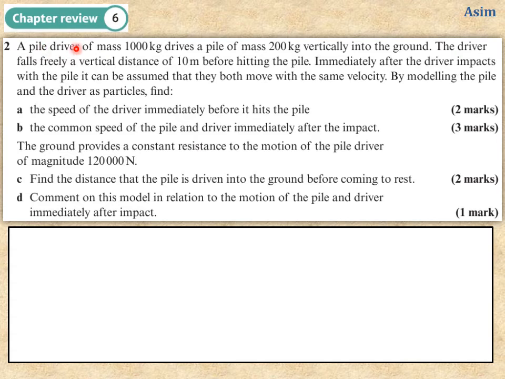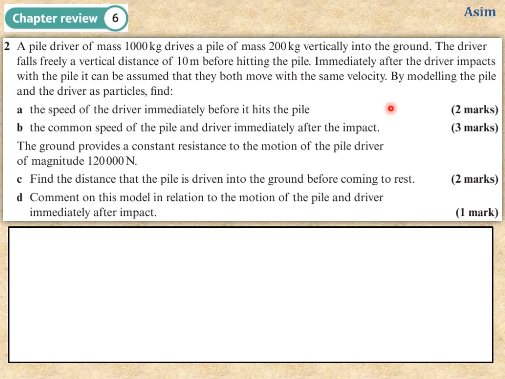The question says a pile driver of mass 1000 kg drives a pile. Something going in the ground is called a pile, and the pile driver is the one with which you hit it, or basically it is dropped from a height to hit that object. So the pile is what is going under the ground. We want to put it inside the ground, and this is the object that you drop from a height. The driver falls freely, so initial velocity is 0, gravity is 9.8, and s is given, before hitting the pile.